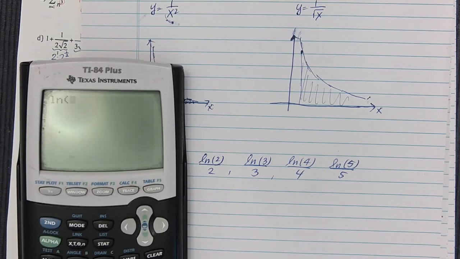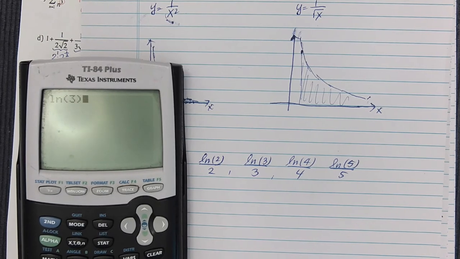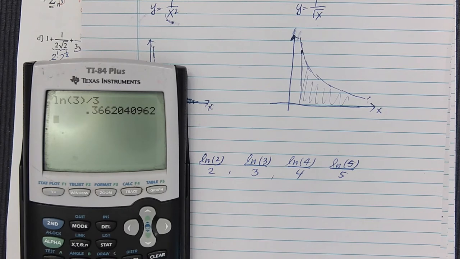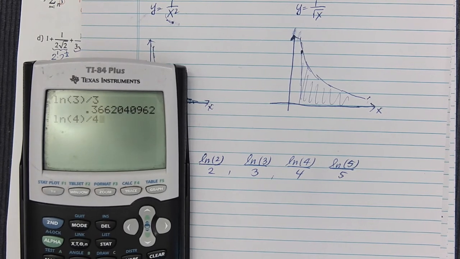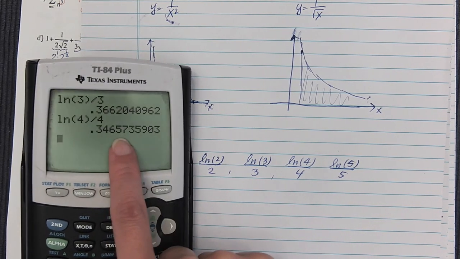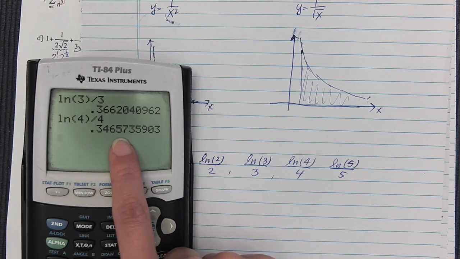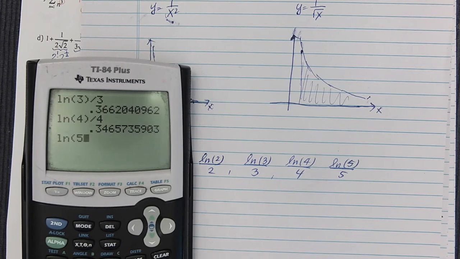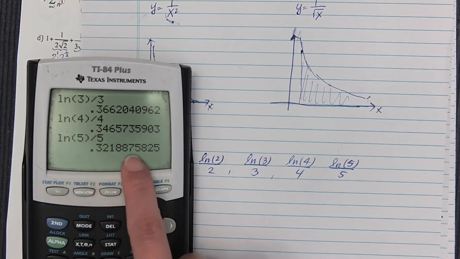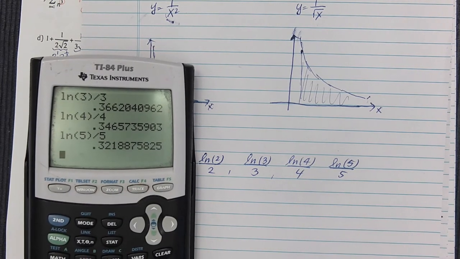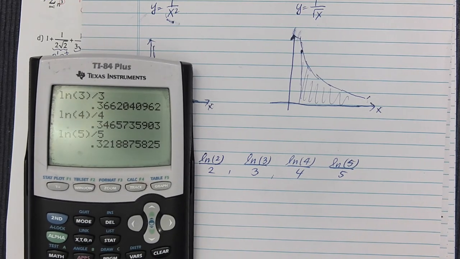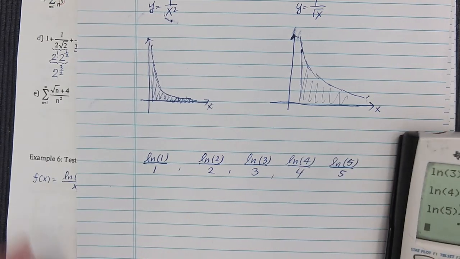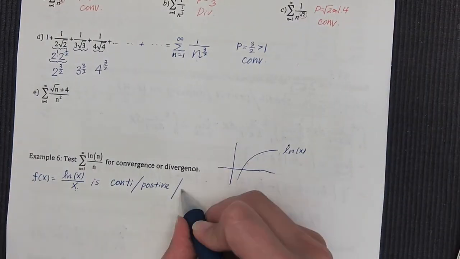Natural log 3 divided by 3, that's 0.6, right? Natural log 4 divided by 4, am I decreasing? Natural log 5 divided by 5, yeah, slightly getting smaller and smaller and smaller. Oh, I can say this is decreasing. Yeah, it's decreasing.